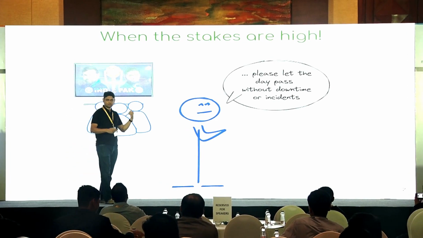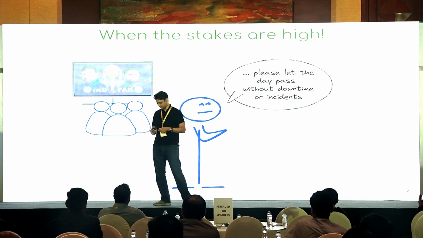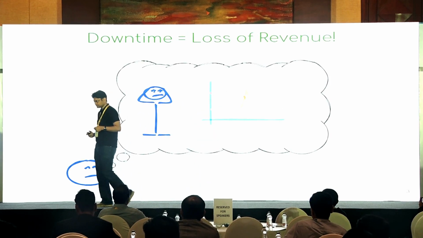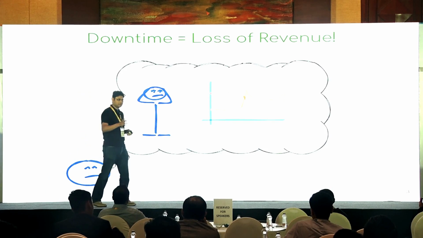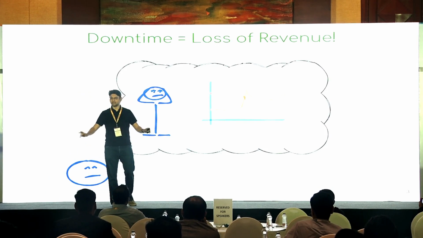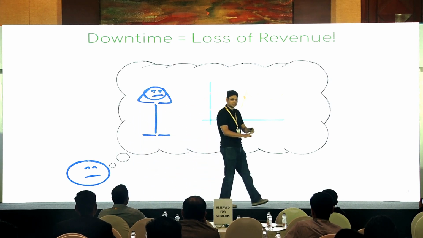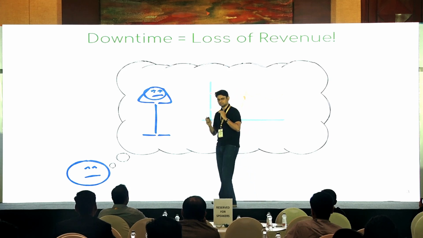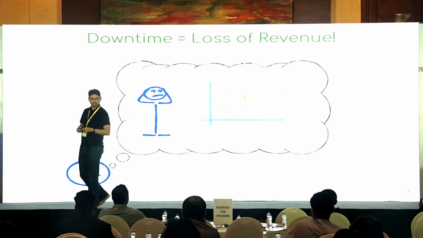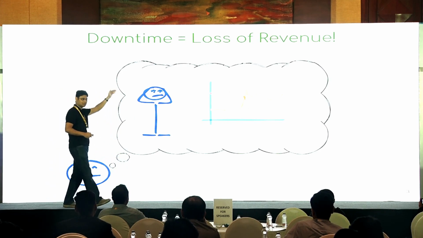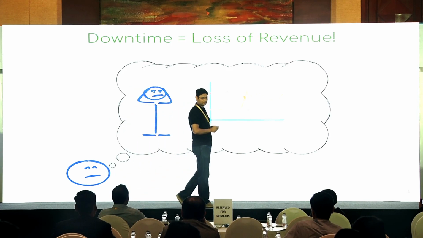This is almost every engineering manager at the start of the day, or maybe even the day before. On top of that, your CEO has said that this time we cannot afford any degradation. Any degradation equals loss of revenue, which nowadays is very important. So there's a lot riding on this. This is basically your nightmare scenario where your latencies have jumped up, your impressions have gone down, and your company is losing.